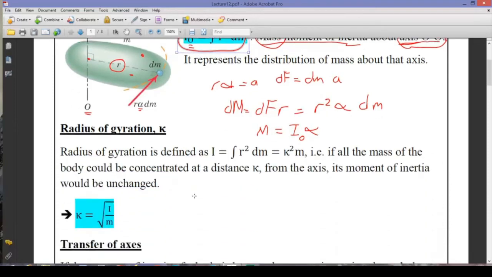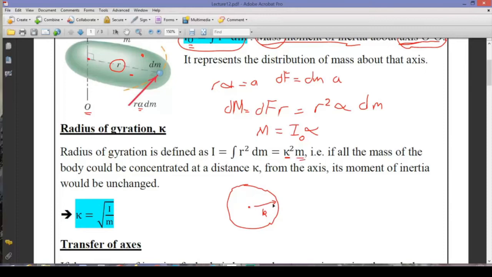Now, if we imagine that all the mass of this rigid body is concentrated at a distance kappa, this is kappa, it looks like K, a kappa distance away from the axis. So we have this axis, and you can think of it kind of like a very thin ring, and all this mass is concentrated on this thin ring. And if this radius is kappa, then this mass moment of inertia is defined by kappa squared times m.